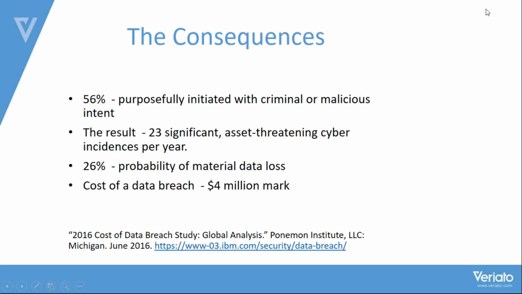So let's look at some of the consequences that we have with all these different things that's going on, with people trying to get into our organization, with insiders being a threat, 46% of people making mistakes. What are the consequences? Well, 56% purposely initiated with criminal or malicious intent. 56% of incidences were done because they wanted to do something criminal or they wanted to do something malicious.